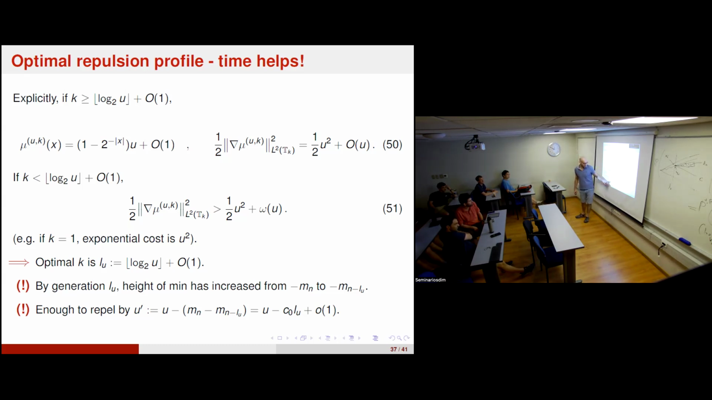Mn prime is precisely mn minus c0 log n. Again, the idea is that your first attempt is to go all the way to level mn, and the optimal way to do this is in log n generations. But by the time you do this, the remaining number of generations has also decreased, so your minimum has decreased by log n. So in the first place you don't have to go to mn, but you can go to mn minus this log n, and that gives you mn prime.